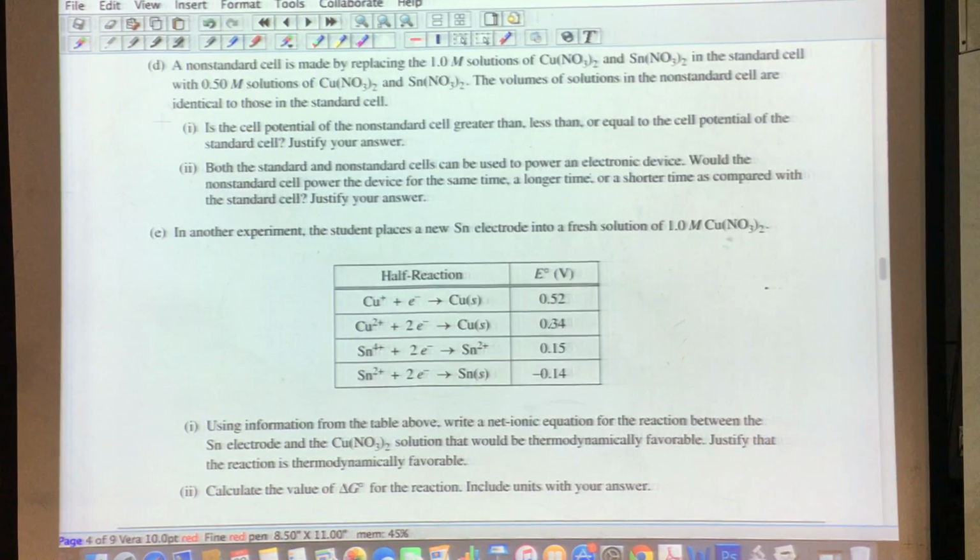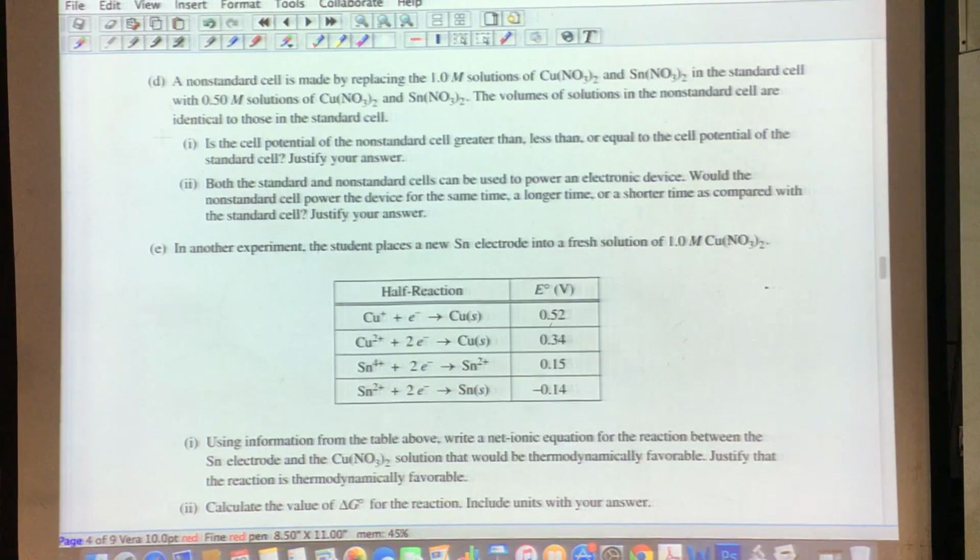Letter D: a non-standard cell is made by replacing, non-standard, that means you don't have 1 molarities, replacing the 1 molar solutions of the copper plus 2, that's what the nitrates mean, and the tin plus 2 in the standard cell. Now look at this, with 0.5 molar solutions of both. Okay, the volumes are held constant.